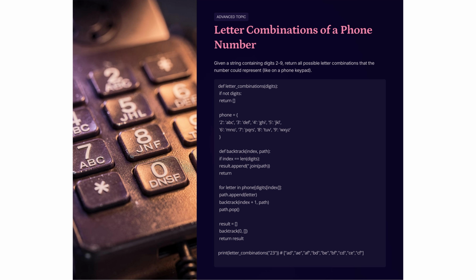Exploring letter combinations from phone numbers involves mapping digits to letters, similar to a phone keypad. Using backtracking, we generate all possible combinations by iterating through each digit's corresponding letters. For instance, 23 maps to AD, AE, AF, BD, BE, BF, CD, CE, CF. This approach efficiently explores all potential letter sequences.